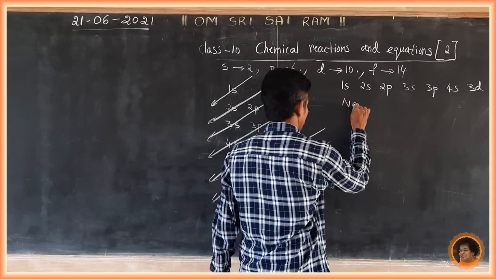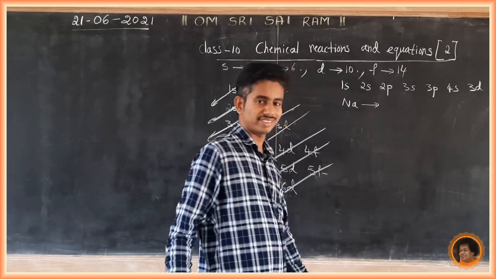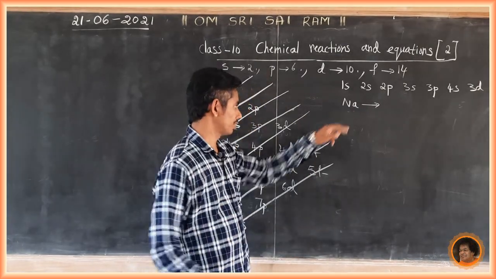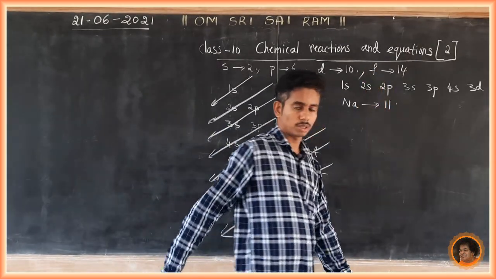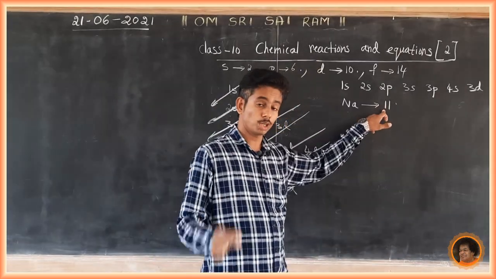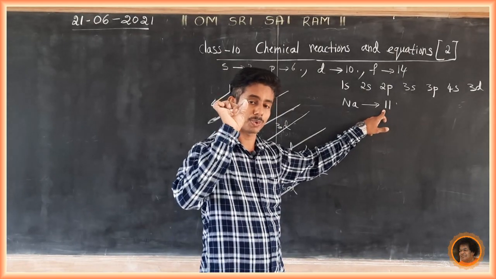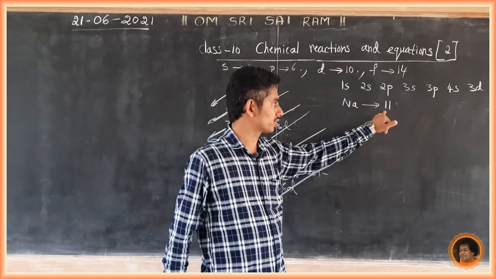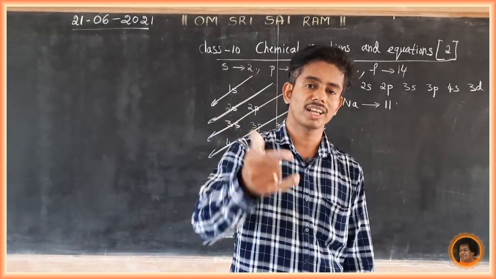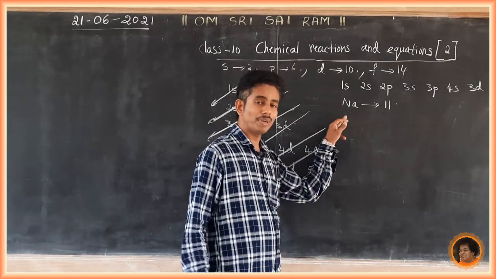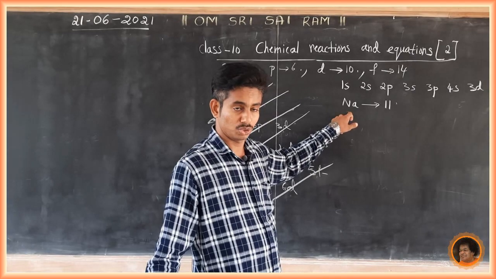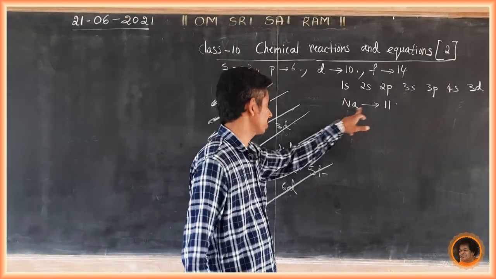Sodium reacts with chlorine. The atomic symbol of sodium is Na. The atomic number of sodium is 11. What do we mean by atomic number? Atomic number means the total number of protons, which is 11. The total number of protons is always equal to the total number of electrons. So 11 electrons are present in sodium.